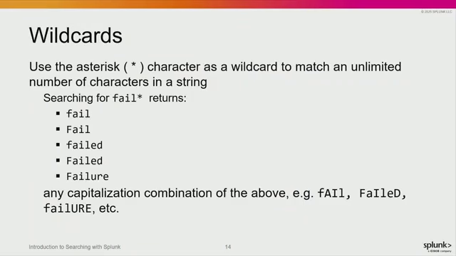Now we have the ability to use wildcards as well. This allows us to match on multiple terms and characters. If we take a look at this slide here, it says searching for FAIL asterisk returns several values. And so what's happening here is we are matching on the letters F, A, I, and L. And because keywords are case insensitive, it doesn't matter, for example, whether this F is uppercase or lowercase.